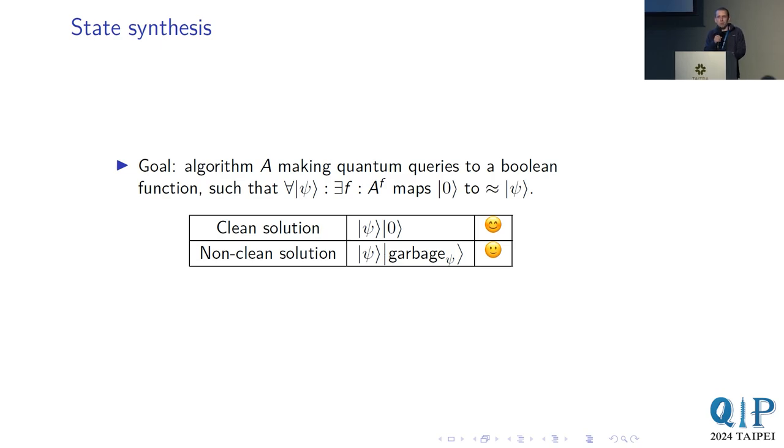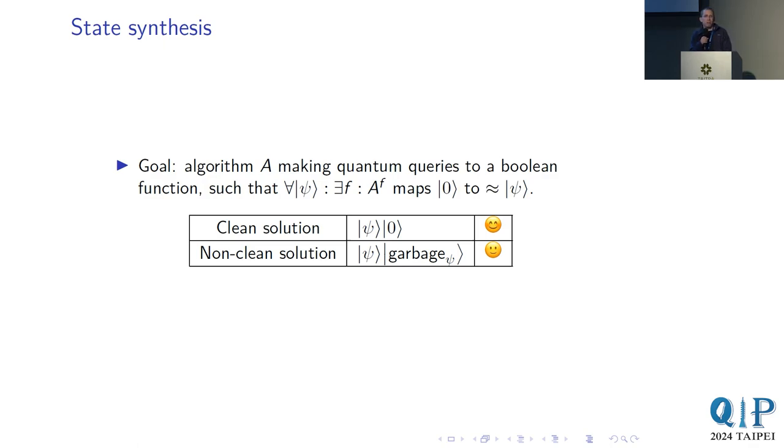And we have to allow some approximation error just because on a given number of qubits, there are only finitely many functions, but infinitely many states. And when we talk about constructing a state, there are two notions of what that can mean. In a clean construction, we require that any ancilla qubits used be reset to zero by the end of the computation.